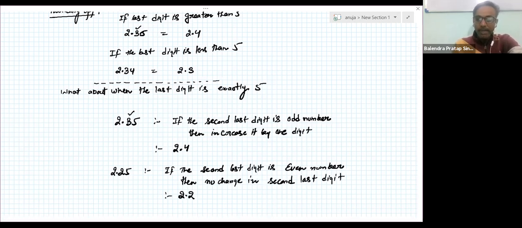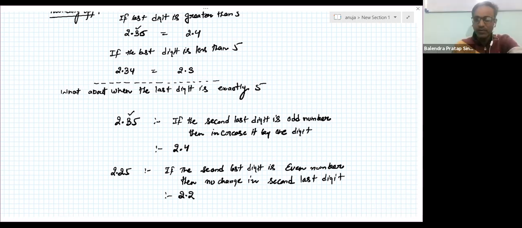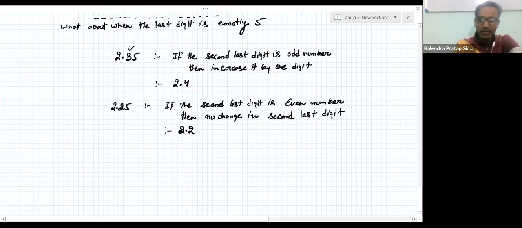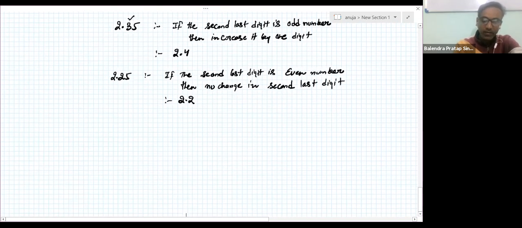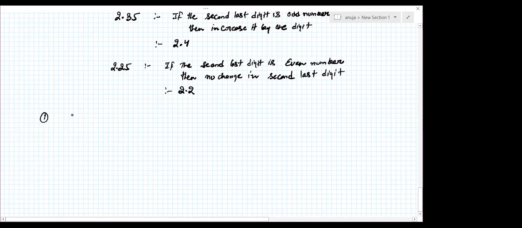Is it clear? Yes, sir. Very easy. These are very easy rules. As you do some practice, you can remember it. Take one or two times revision, then you will not forget these rules. So these are basically rounding off. Now let's do some more examples on this rounding off. Question number one.